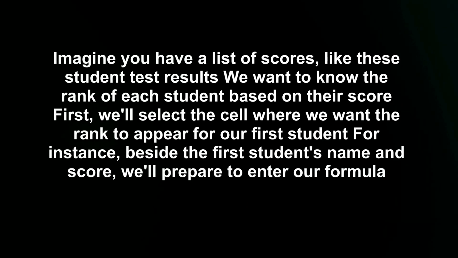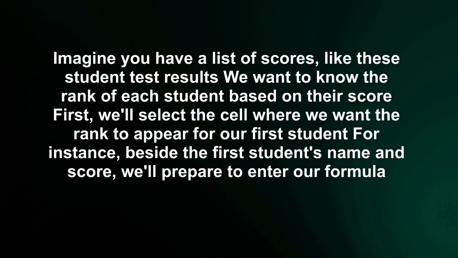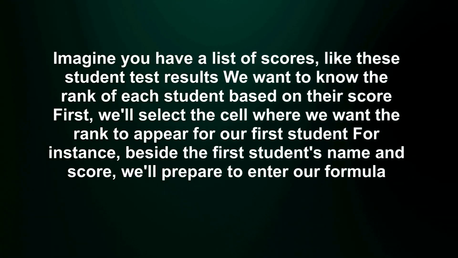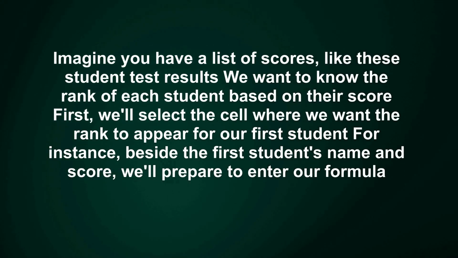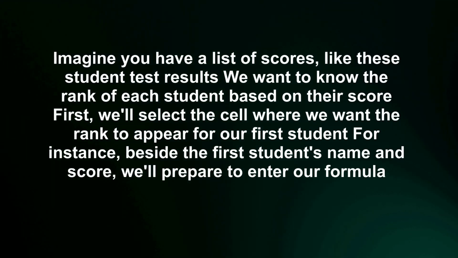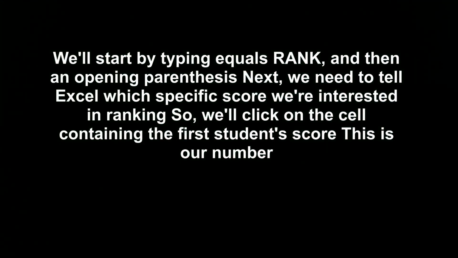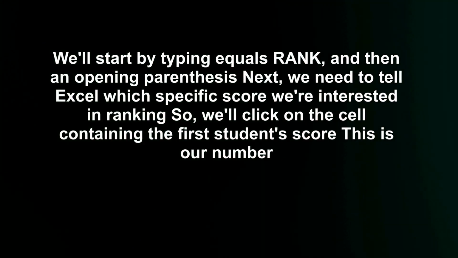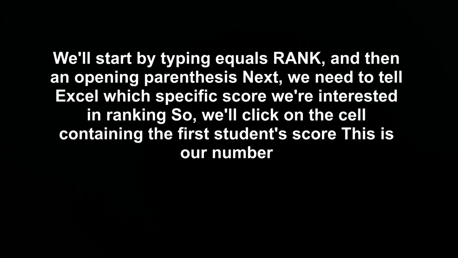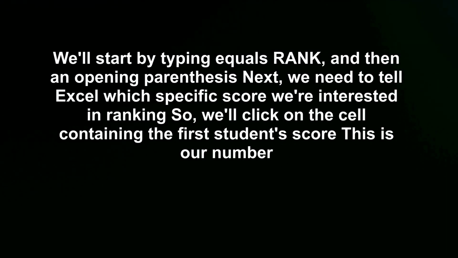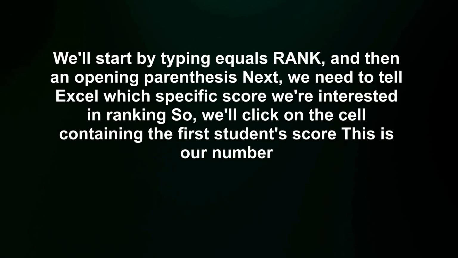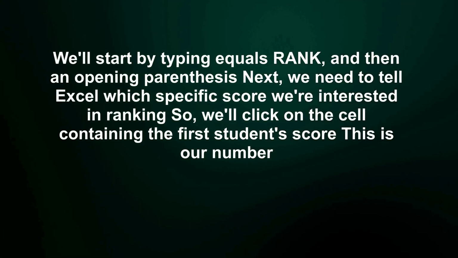First, we'll select the cell where we want the rank to appear for our first student. For instance, beside the first student's name and score, we'll prepare to enter our formula. We'll start by typing equals rank, and then an opening parenthesis. Next, we need to tell Excel which specific score we're interested in ranking, so we'll click on the cell containing the first student's score. This is our number.